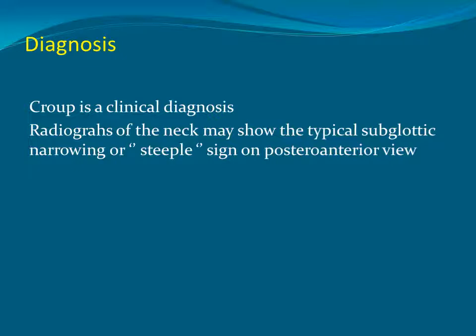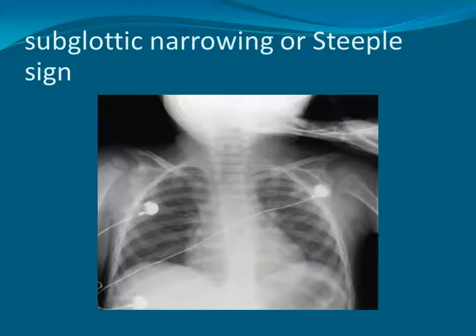We may do radiography of the neck, which may show the typical subglottic narrowing, called the steeple sign, on a posterior-anterior view. We rarely do this X-ray for diagnosis because in most cases we can diagnose clinically. This picture shows subglottic stenosis with the radiographic feature called the steeple sign.